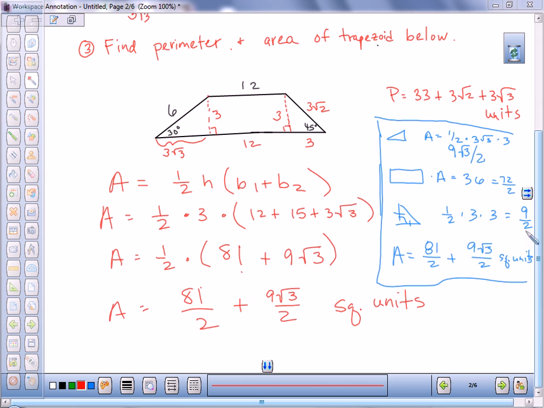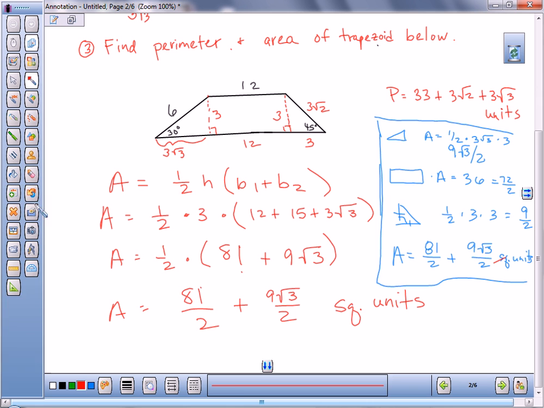And to do the area, you could have done it 2 ways. You could have used the area formula for a trapezoid, 1/2 the height times the sum of the bases, and done it that way. Or you could have found the area of the 30, 60, 90, the area of the rectangle, and the area of the 45, 45, 90, and found the sum of all 3 of those. Either way, you get the same thing.